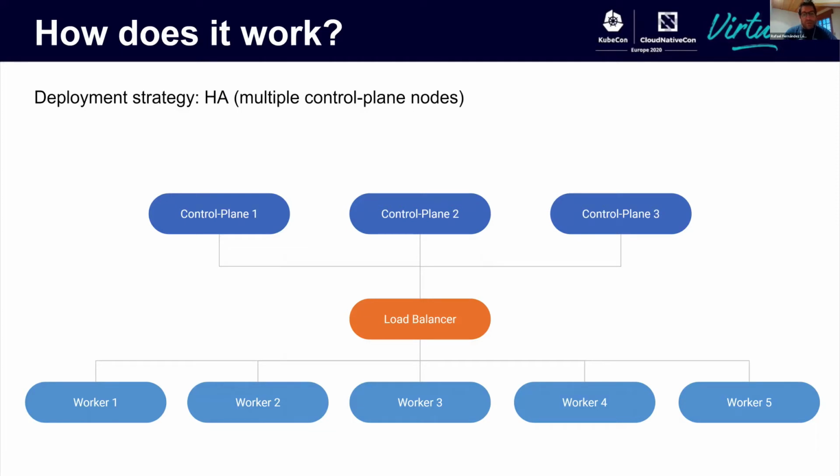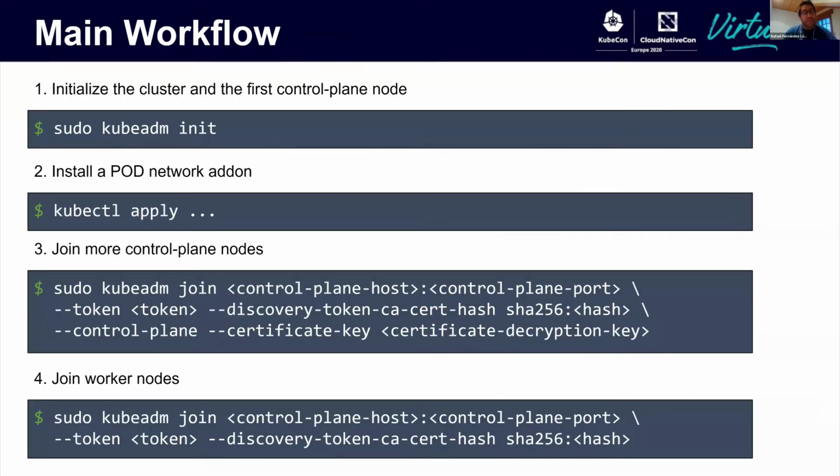So what is the main workflow of Kubeadm? The main workflow is to set up a new cluster. For that, we have to go to the first machine that we want to make a control plane node and run Kubeadm on it. After that is done, we already have an API server, controller manager, scheduler, and other components running on top of the cluster. And we want to deploy a pod network add-on, a CNI plugin. For that, we can choose the CNI plugin that we prefer.